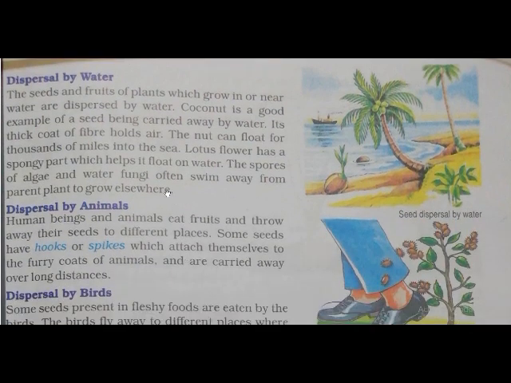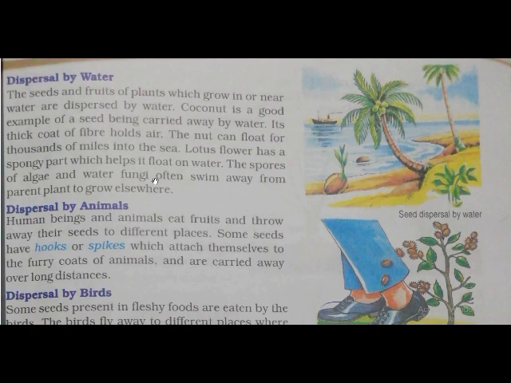Now dispersal by water. The seed and fruit of plants which grow in or near water are dispersed by water. Coconut is a good example of seed being carried away by water. Its thick coat of fiber holds air. The nut can float for thousands of miles into the sea. Lotus flower has a spongy pulp which helps it float on water. The spores of algae and water fungi often swim away from the parent plant to grow elsewhere.